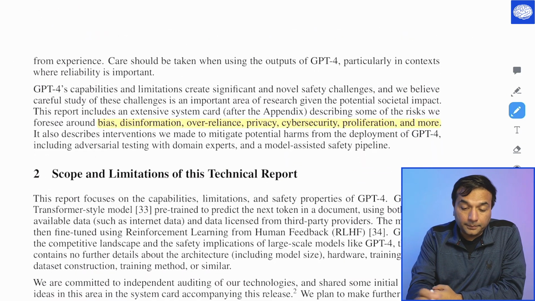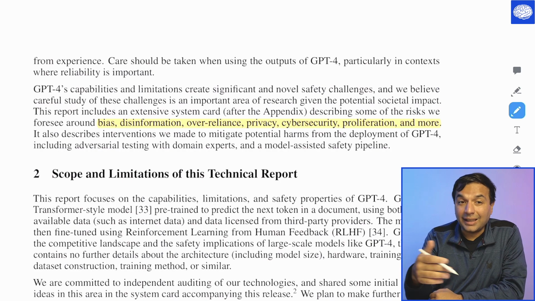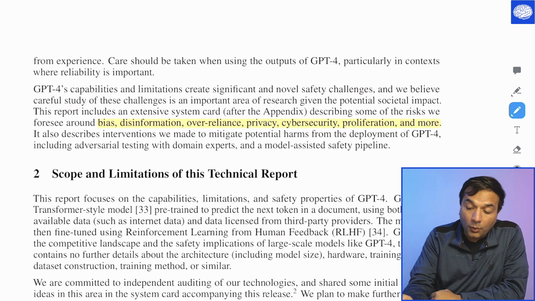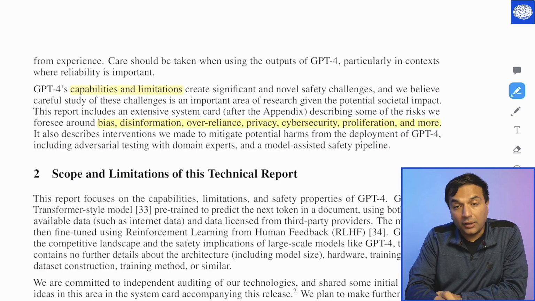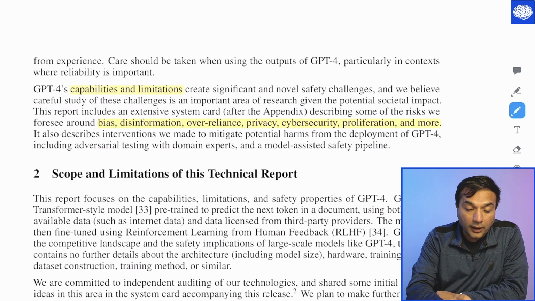Now, depending on some of the risks we foresee around bias, misinformation, over reliance, privacy, cybersecurity, proliferation, and more, those are the things that we are also going to discuss when we talk about both capabilities and limitations. And this is literally everything you should know about how it does bias, disinformation, over reliance, privacy, cybersecurity, proliferation, etc.